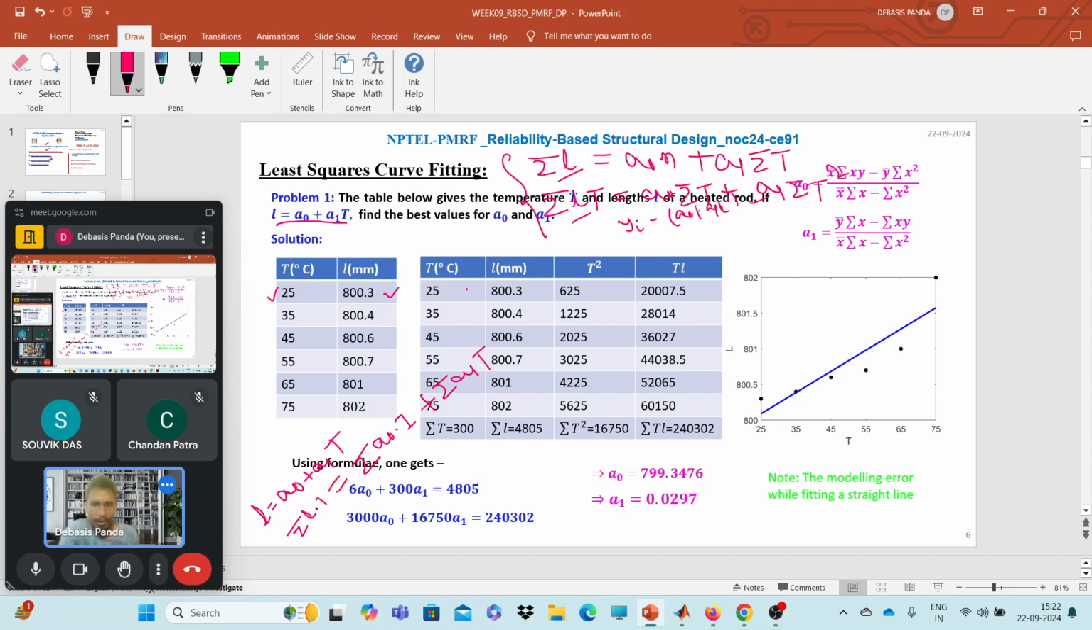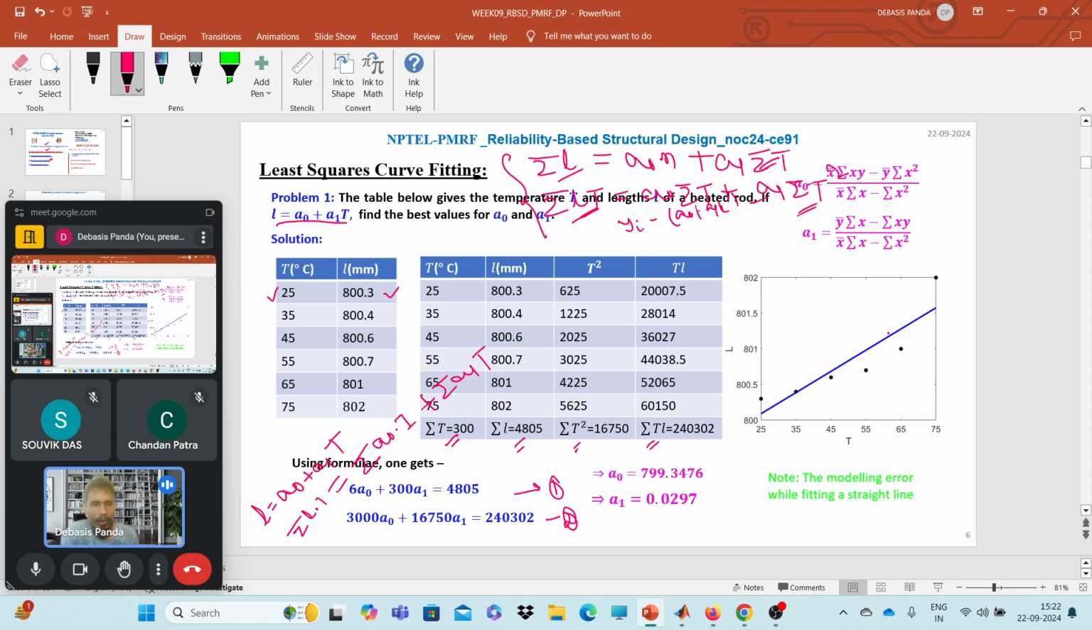So first, make the column. This is T. Summation of T gives you that 300 value. This is L. Summation of L gives you that value. Summation of T square gives you this value, and summation of TL gives you that value. Because to solve these two equations, we need the summation of TL, summation of T square, summation of T, and summation of L. Now put all these things, you will get these two normal equations, 1, 2. Now if you solve them, you will get A0 and A1.